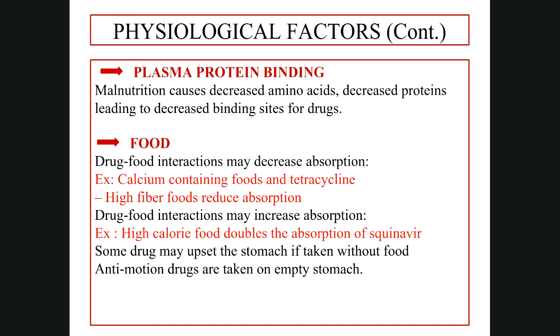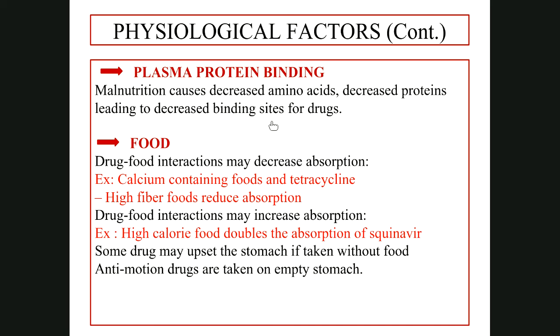Plasma protein binding. Now, malnutrition. If the patient is suffering from malnutrition, he or she will have decreased amino acids, decreased proteins, etc. So what will happen? The drugs cannot bind to the plasma proteins. We have discussed earlier that drug binds to the plasma protein and then it crosses different barriers and goes to the site of response, right? So in malnutrition, there are chances that the drugs will not be able to bind to the amino acids or proteins, and it might lead to decreased effect.